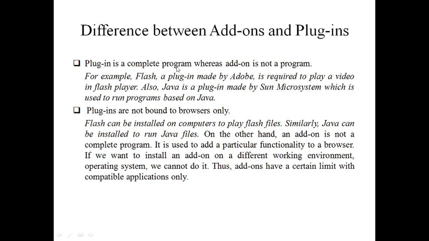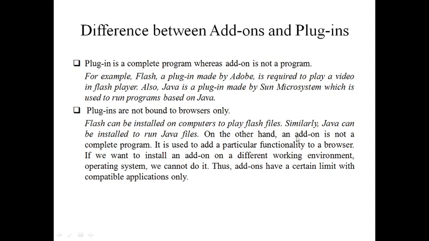A plugin is a complete program, whereas an add-on is not a complete program. For example, Flash, a plugin made by Adobe, is required to play a video in Flash Player. Also, Java is a plugin made by Sun Microsystems, which is used to run programs based on Java. Plugins are not bound to browsers only. Flash can be installed on computers to play Flash files. Similarly, Java can be installed to run Java files.